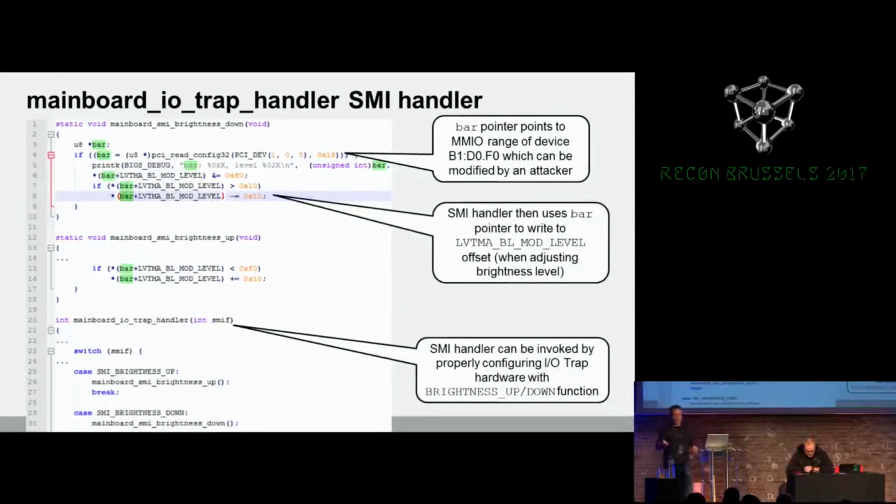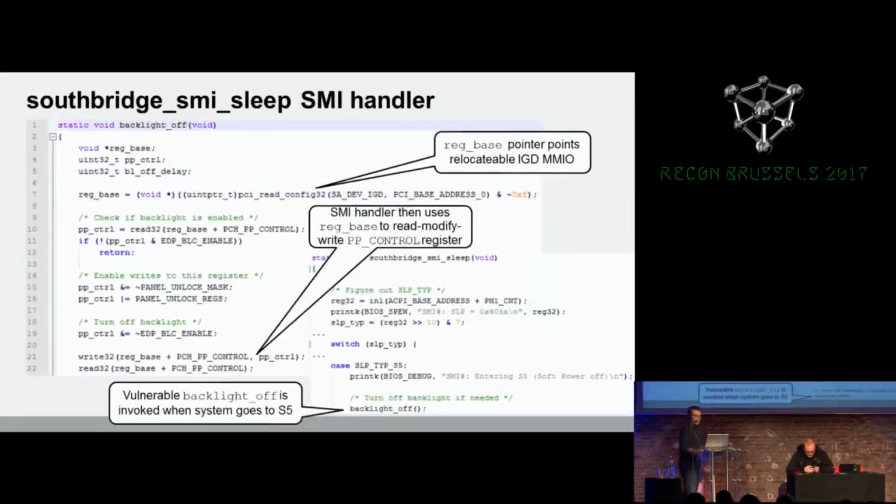Or the ring 0 attacker might generate that SMI on your behalf without pressing the button. So another case in Coreboot firmware is another SMI handler. It's called backlight off, which is very similar, but it's triggered when you press the power button and the system goes to S5, soft shutdown.